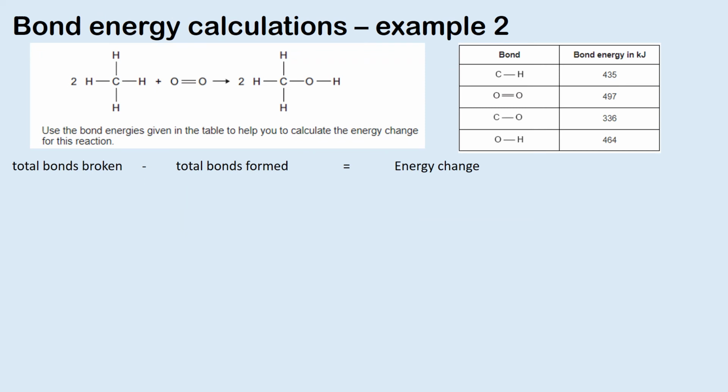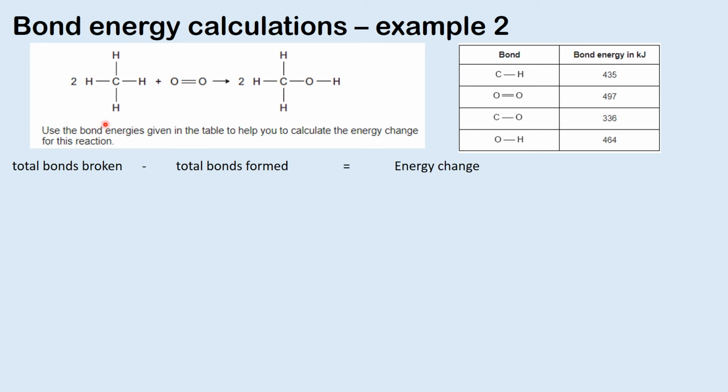Okay, so another example. This one's a little bit more complicated, but not too bad. So you've been given this particular reaction. You've got methane again. This time it's reacting with oxygen. By the way, that's an oxygen double bond, hence there are 2 lines. To form something called methanol. You don't need to know that at the moment.